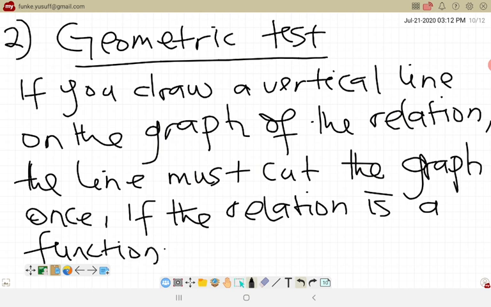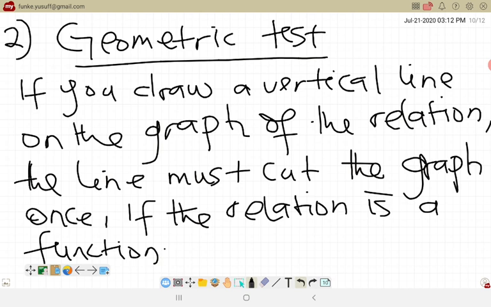Okay, whenever you draw a vertical line on the graph of a relation, the line will cut the graph once if the relation is a function, but it may cut the graph more than once if it is not a function. So if the vertical line cuts the graph more than once, then the relation is not a function.